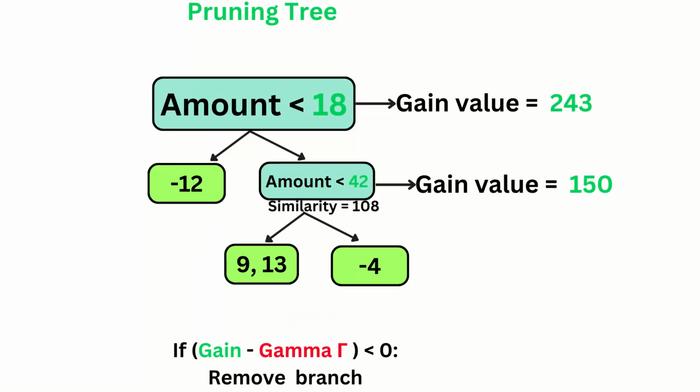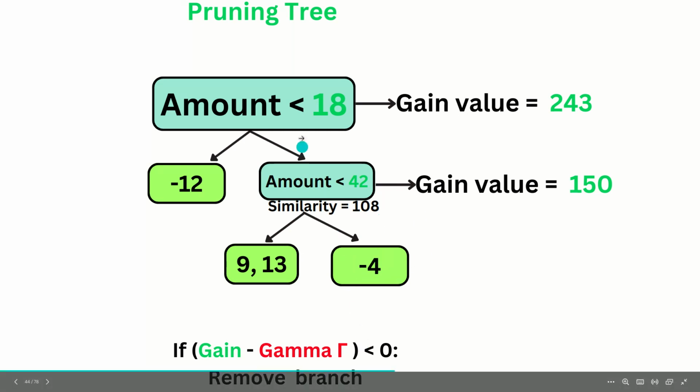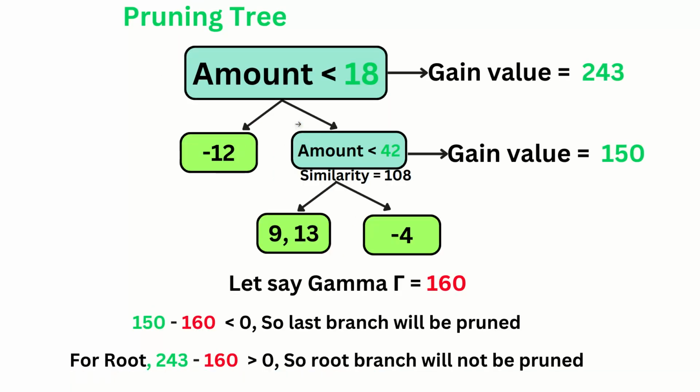To begin pruning, we consider the parameter gamma and calculate the difference between the gain at each branch and gamma. If the difference between gain and gamma is less than 0, we proceed to prune the branch. Pruning starts from the lower branch of the tree, so we always move in an upward direction. Let's assume the value of gamma to be 160.